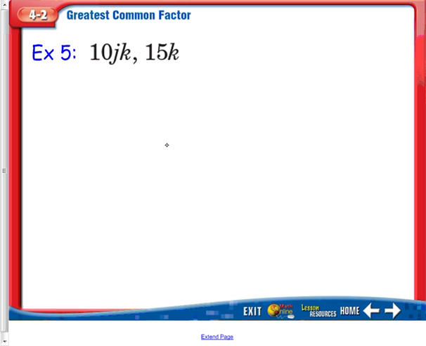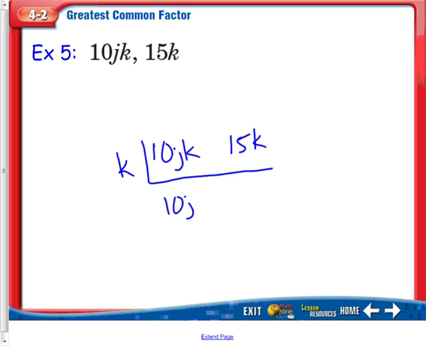So now we want to find the greatest common factor of these expressions. So 10JK and 15K. Well, the first thing I'd like to do is look at the variables, look at the letters. What letter is common to both? Well, a K is common to both. So let's take the K out of those problems. So I'm going to have 10J and 15. So notice I left the J there because I didn't factor the J out.